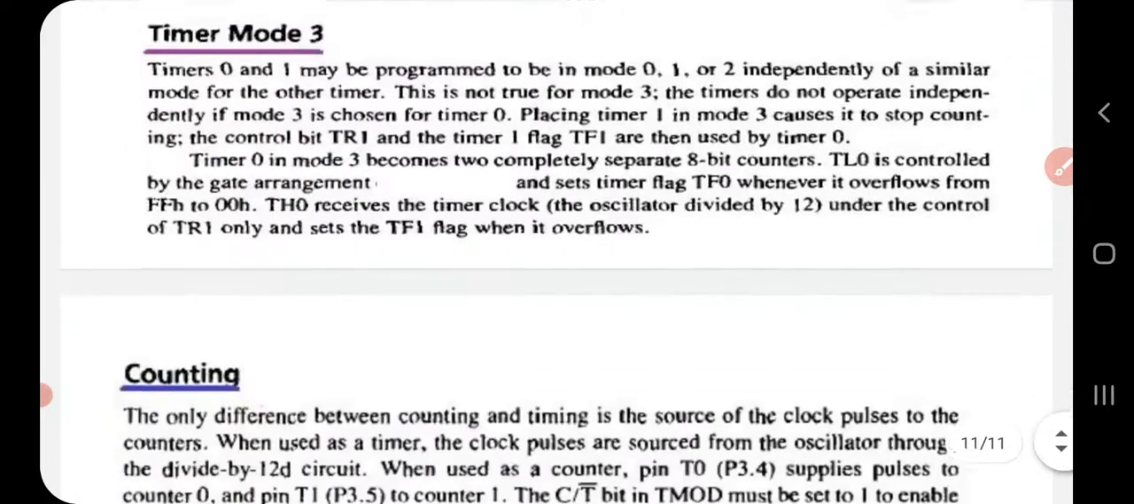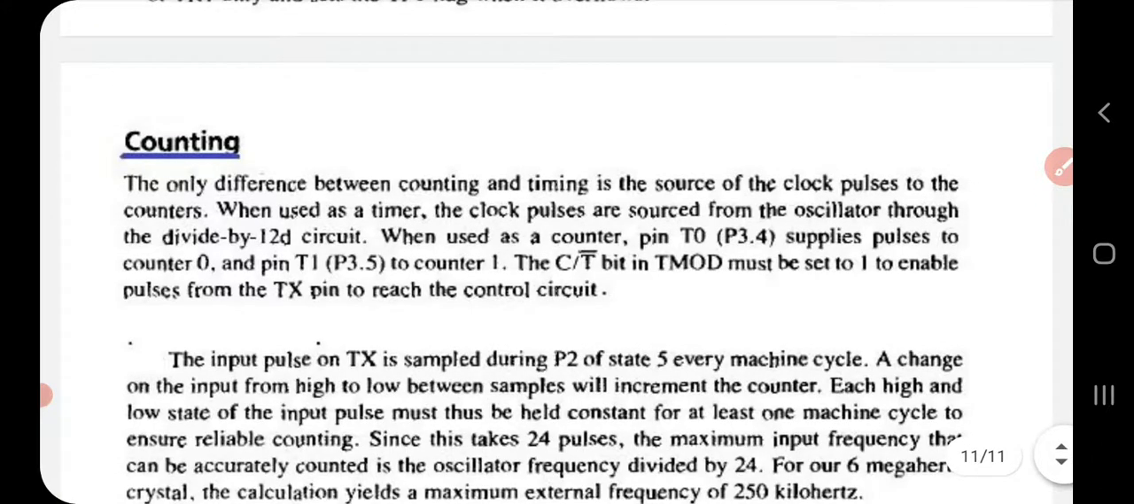Okay, now finally counting. What does counting mean? Now the only difference between counting and timing is the source of clock pulse to the counter. That is, when used as a timer, clock pulses are sourced from oscillator. That is, clock pulses come from oscillator through the divide by 12D circuit. But when it is used as a counter, the pin T0 actually supplies the pulses to counter 0. In the first case, it was the oscillator that was supplying pulses, but in this case, it is the pin T0 that is supplying the pulses, and pin T1 will be supplying the pulses to counter 1.